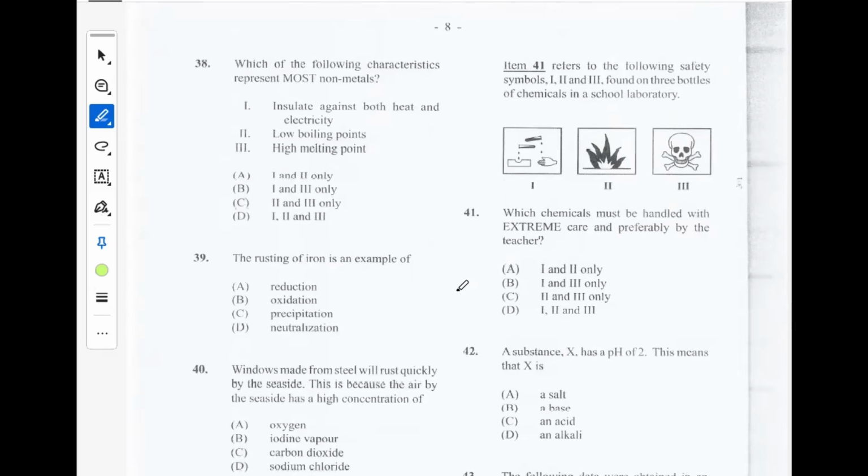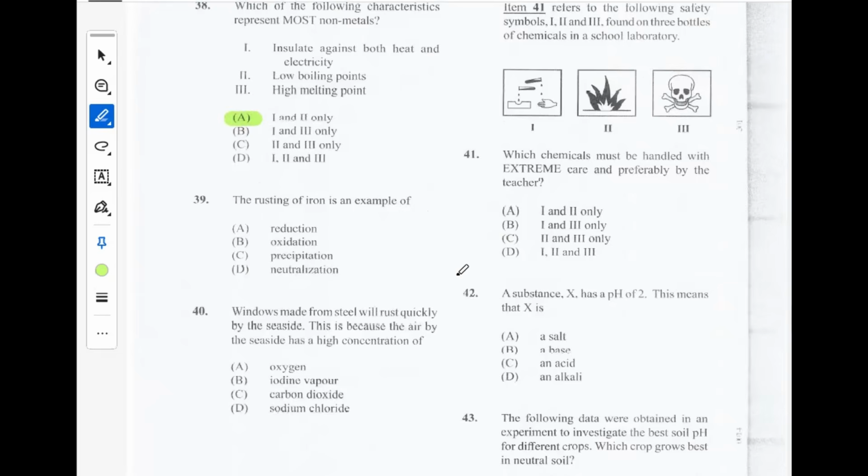38. Which of the following characteristics represent most nonmetals? Insulate against both heat and electricity? Yeah. Low boiling points? Yeah. High melting point? That sounds like a metal there. We want nonmetals. So we're going with 1 and 2. We're going with A.